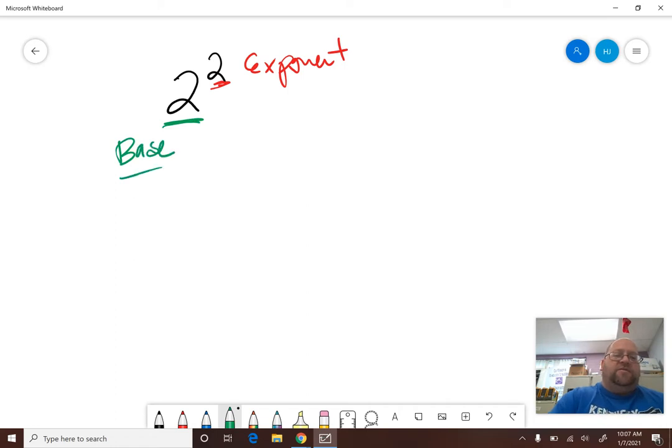Okay, so when we read this, we read it 2 to the second power, but actually what we're really saying is this exponent just tells me how many different times I'm going to repeat this base. And the other thing you need to recognize is that there is multiplication between those. So what I mean by that is we could rewrite 2 squared as being 2 times 2. Okay, so all I did there is I just repeated the base twice, 2 times 2. And so 2 times 2 equals 4.